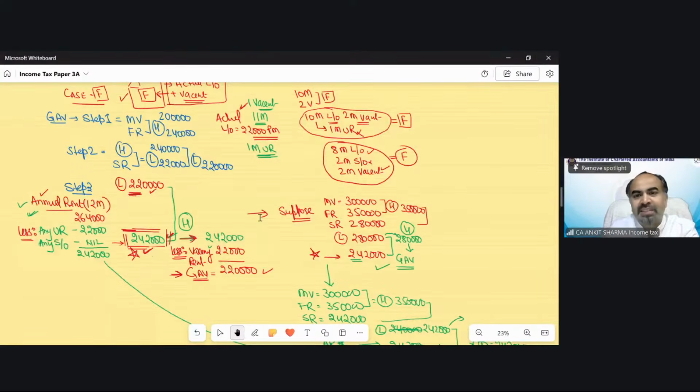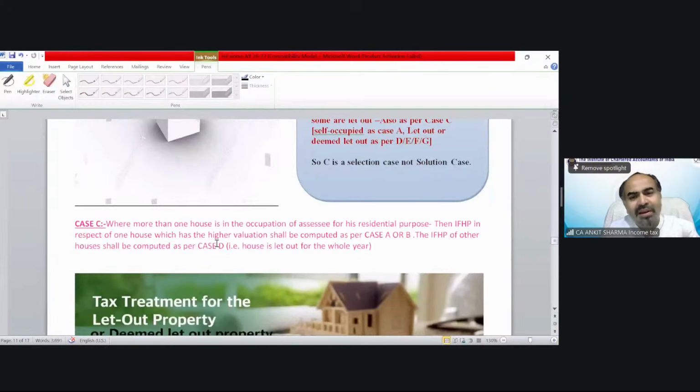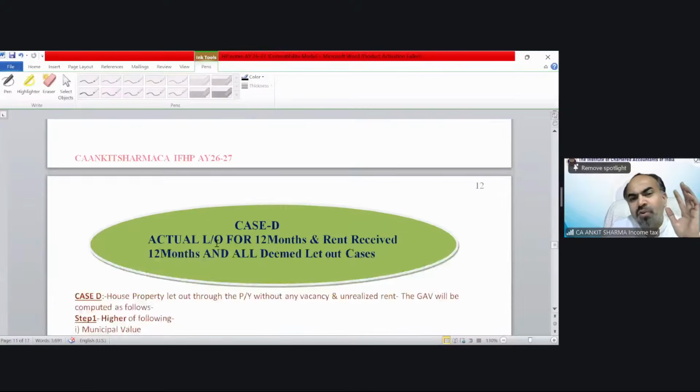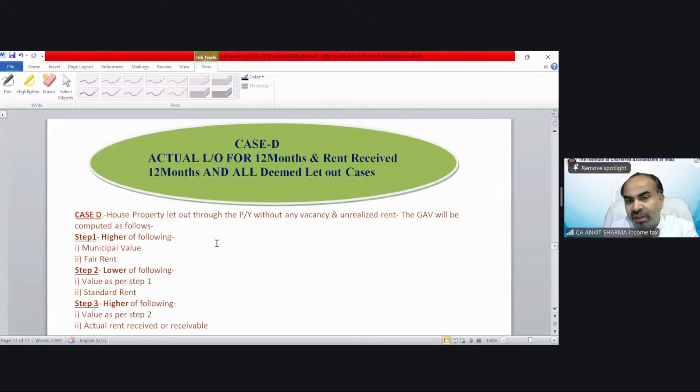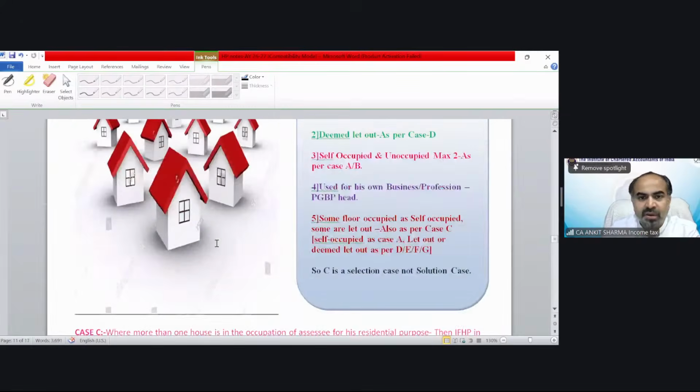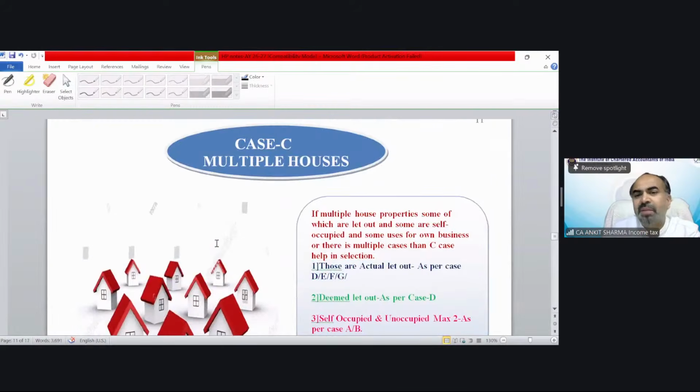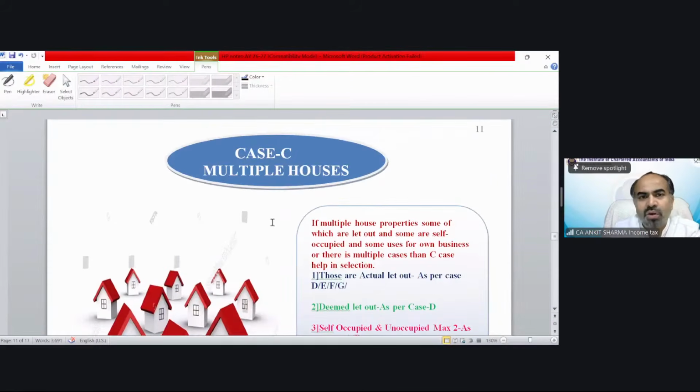So that was case number C we have gone through. You can read these cases now, because as we have discussed all these cases, it would be really easy for all of you to understand. Like case number D, I have mentioned what this case is. Case C is, you can see, the multiple houses case. It just tells you which is going to be applied according to which circumstances.